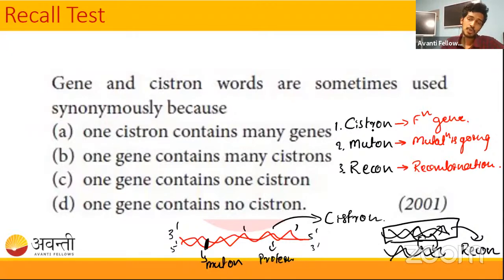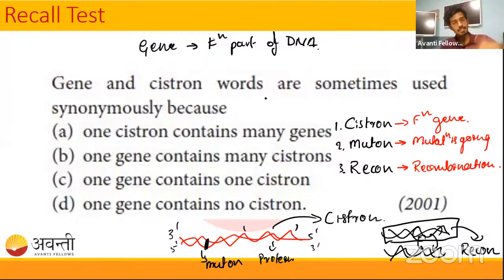Okay, so what does cistron represent? A functional part or functional gene. So what does gene mean? Gene simply means a functional part of DNA, right? When you compare the definition of the cistron and the definition of the gene, they almost look similar, right? Why do they look similar?